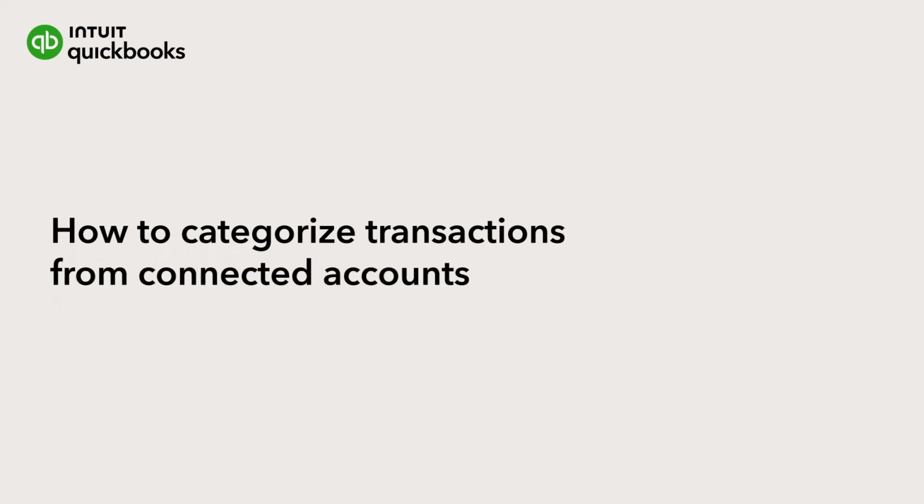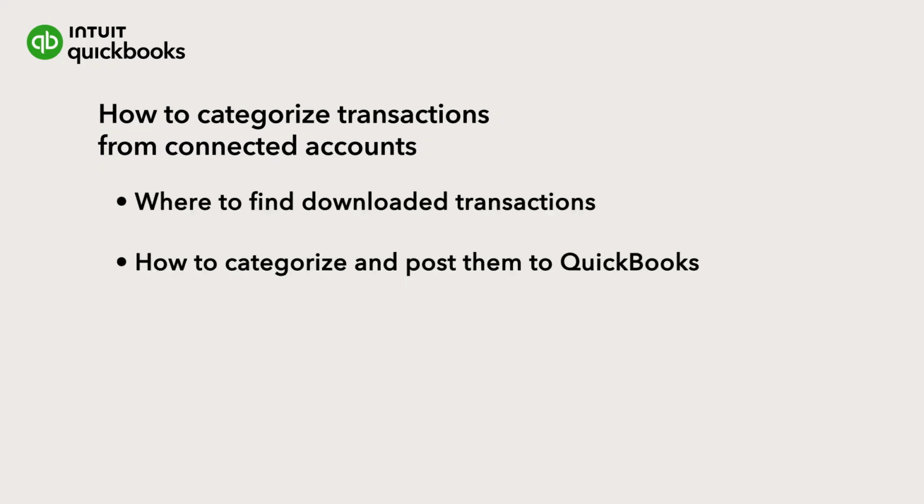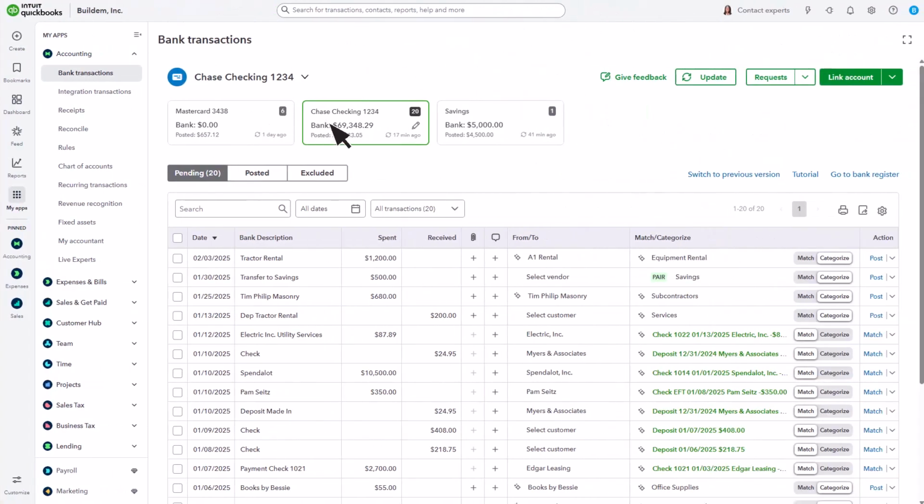Once you've connected your bank account to online banking in QuickBooks, you'll download recent transactions every day. Let's go over how to review the transactions downloaded from your bank and how to categorize them and post them to QuickBooks. You'll see a card for each bank account and credit card you've connected. Select a card to see the downloaded transactions for that account.